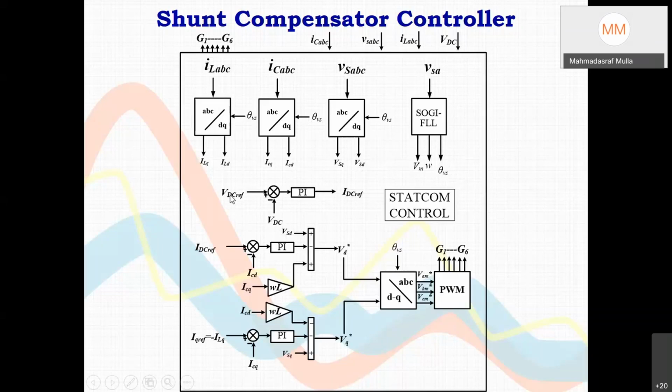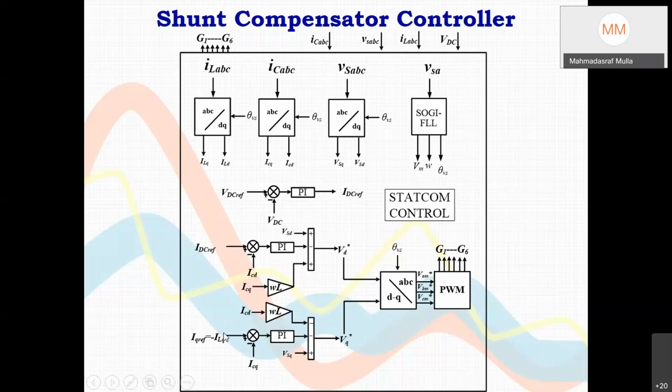Then we will have to maintain VDC to constant 300 volt. So VDC reference is 300 volt. Actual VDC we are sensing through ADC. So one PI controller will give me ID reference, how much ID reference we required. Now what about IQ reference?